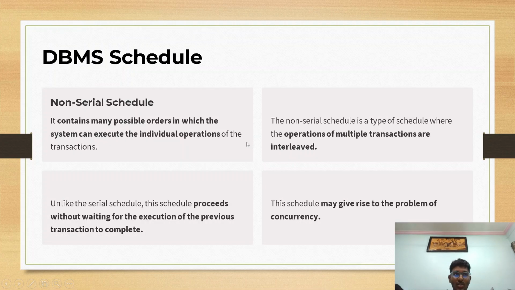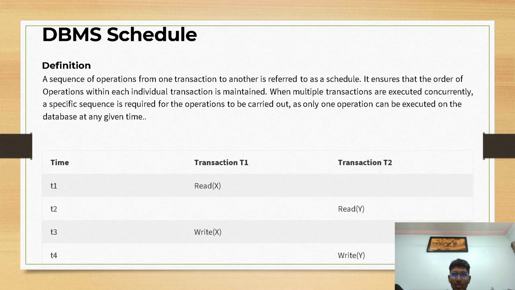Now, what is a non-serial schedule? It is the opposite of a serial schedule. It contains many possible orders in which the system can execute the individual operations of the transaction. So this is an example of a non-serial schedule.